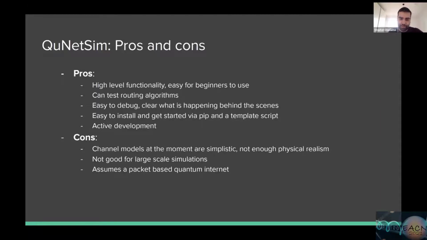It's easy for people to just install and get started. You can test routing algorithms, so this is kind of nice. It's easy to do as well. You just have to write one function and plug it in. It's easy to debug, so we have lots of logging messages. You see every step of the way what's happening in the network. So if something's going wrong, you can tell more easily.